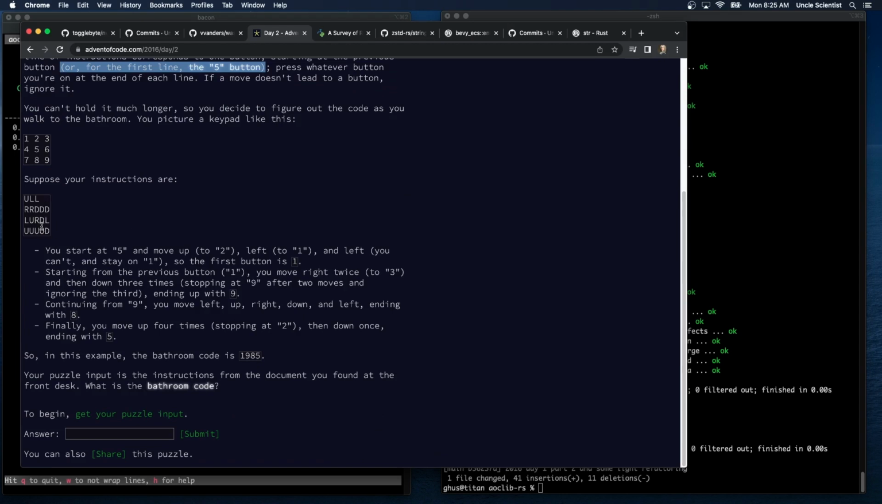If your instruction is this, so we go up, left, left is a 1. Then we're here, and we go right, right, down, down, down is a 9. Okay, that makes sense. Then we go left, up, right, down, left. This is 8. And then we move up 4 times, which stops at the 2, and then down 1, ending with 5. So in this example, the bathroom code is 1985. Okay.